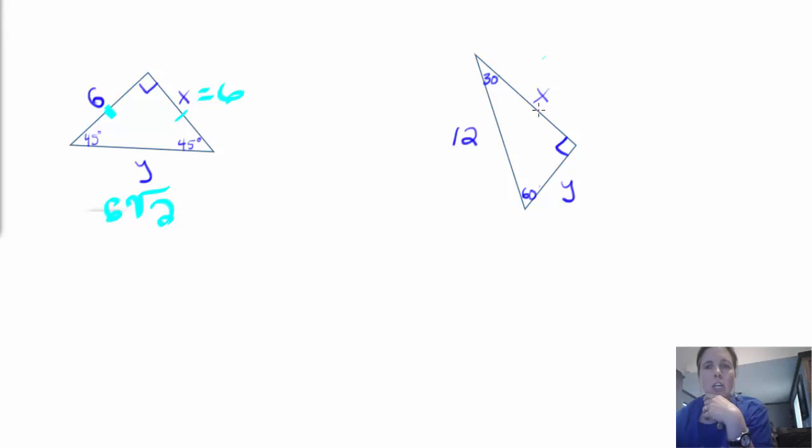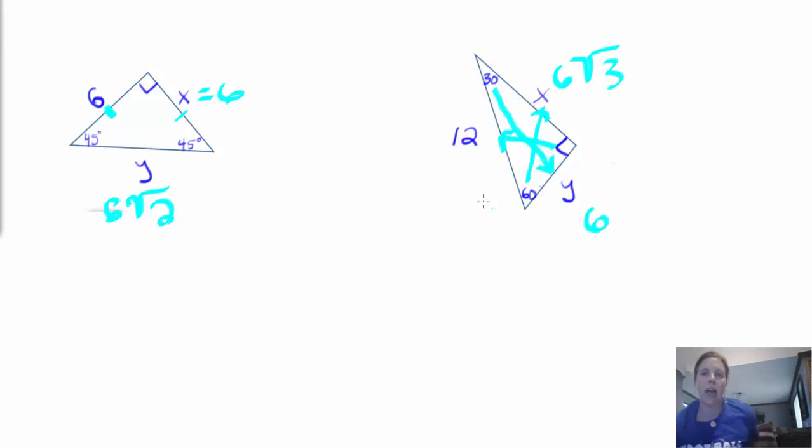On the 30, 60, 90, you have to see what you're given. Well, you're given the hypotenuse. So remember that your short leg is half of your hypotenuse. So your short leg is going to be 6. Your long leg is going to be 6 square roots of 3. Now, if you had been given that your short leg is 6, then you would have gone 12 and 6 square roots of 3, but they gave you the hypotenuse.